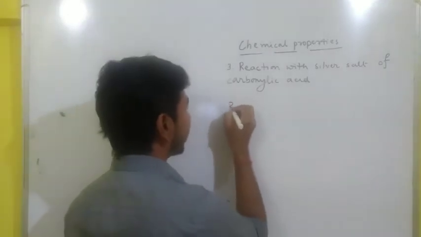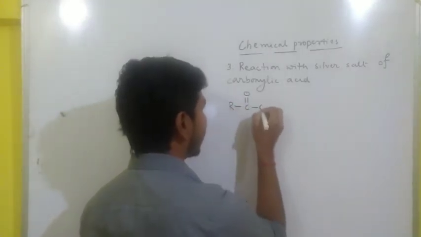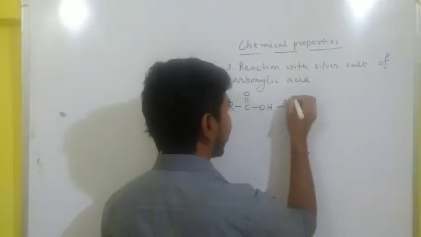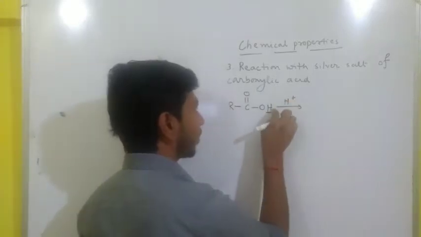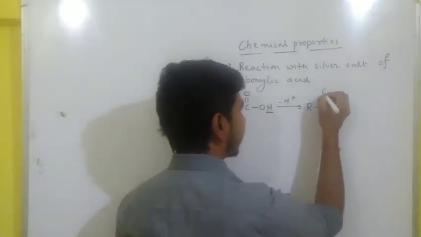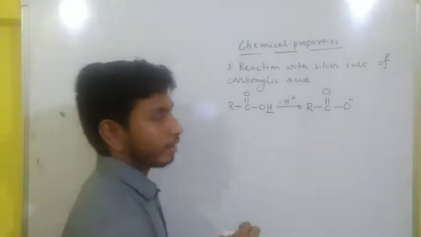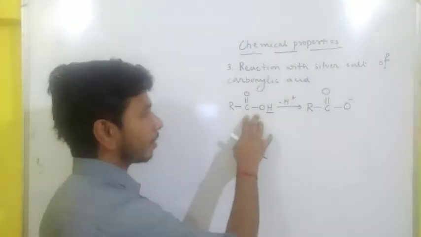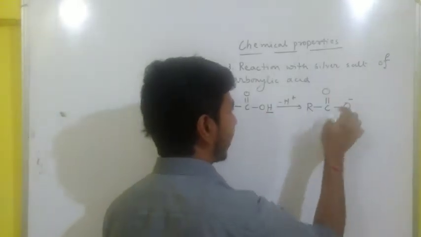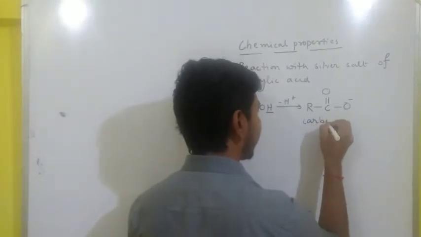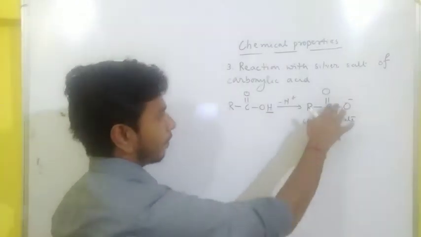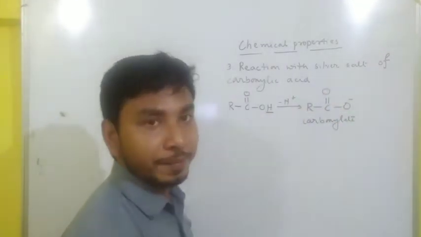Now we know that carboxylic acid is RCOOH. When this hydrogen of the carboxylic group is removed, then the residual part is RCOO minus. So from the carboxylic acid, if we remove the hydrogen of the carboxylic group, we are getting RCOO minus. This is called carboxylate. So carboxylate is negatively charged.